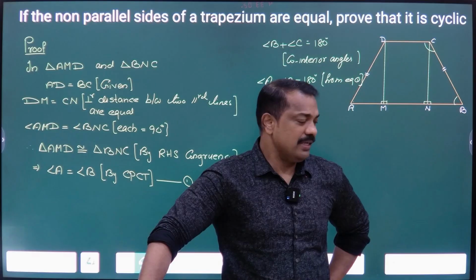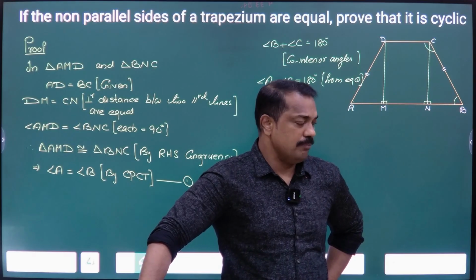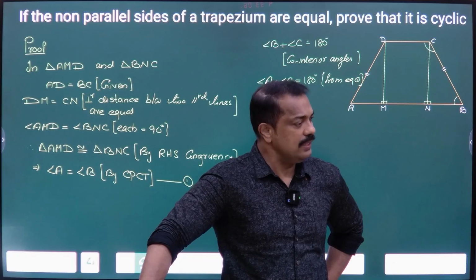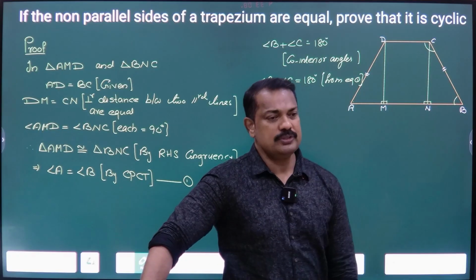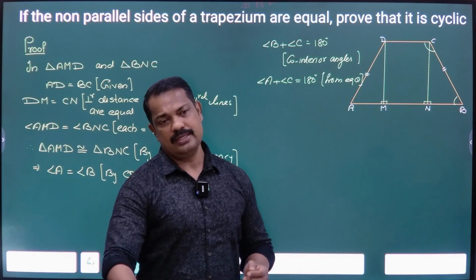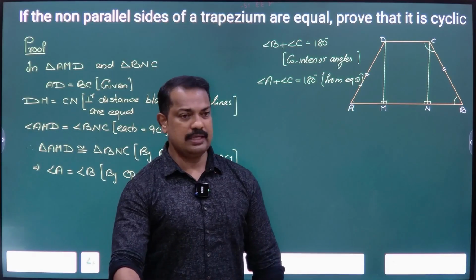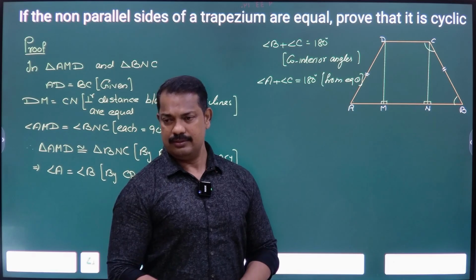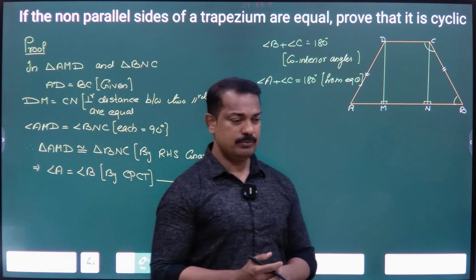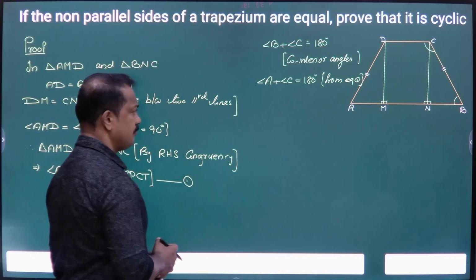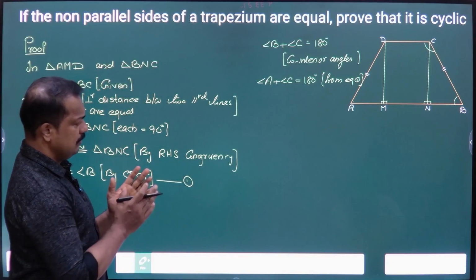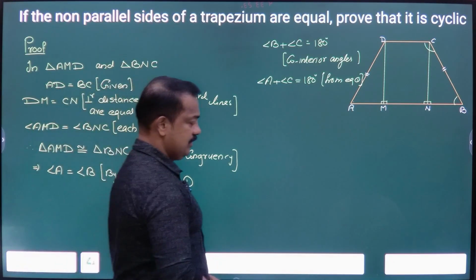So to prove a cyclic quadrilateral, you have to prove just that the sum of the opposite angles is 180 degrees. If the sum of the opposite angles is 180 degrees, then it is a cyclic quadrilateral. Clear? A cyclic quadrilateral we can prove very easily. Clear? Next question.